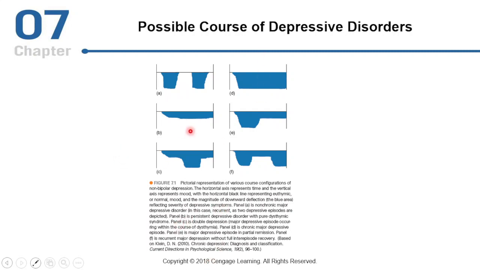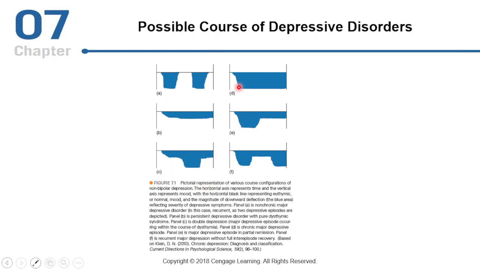And then panel B, here's the panel B. This is the persistent depressive disorder with pure dysthymic syndrome. So kung makikita mo in terms of how low is the mood, comparably with the others, mas malapit siya sa normal mood or sa euthymic mood. Okay. C is double depression. Ito yung tinatawag na double depression. May persistent depressive disorder here. And then nagkaroon siya ng major depressive episode during the course of the dysthymia. So, yan. Ito yung nasa dysthymia siya, and this is the major depressive episode, and then going back to dysthymic.